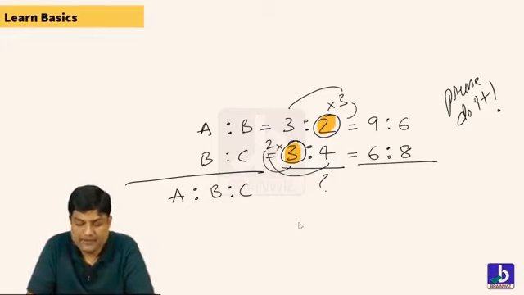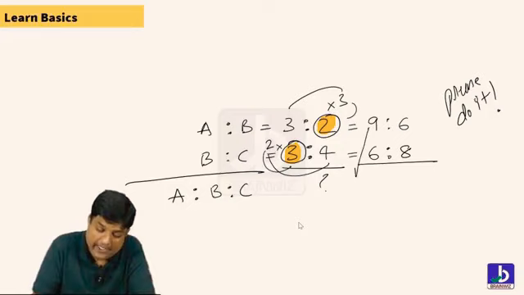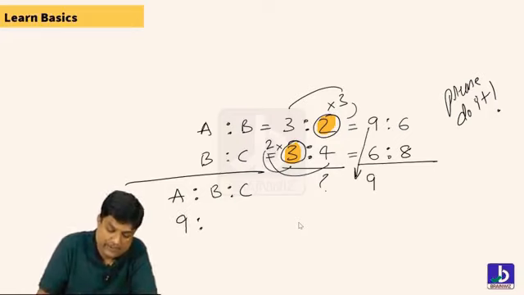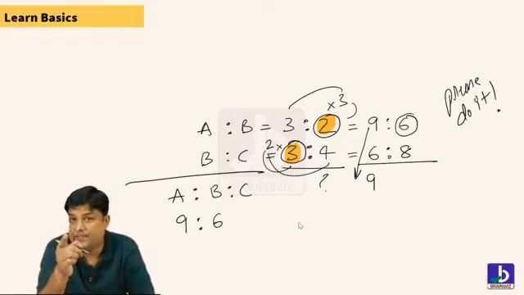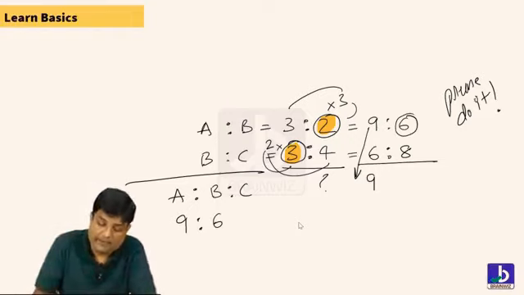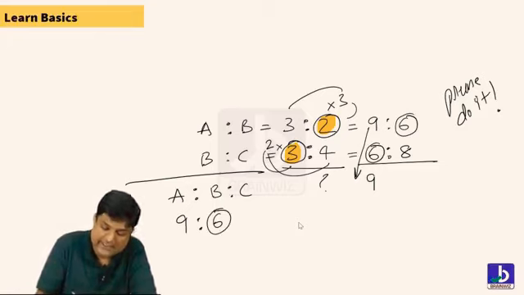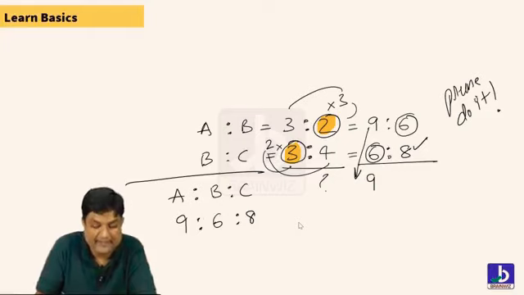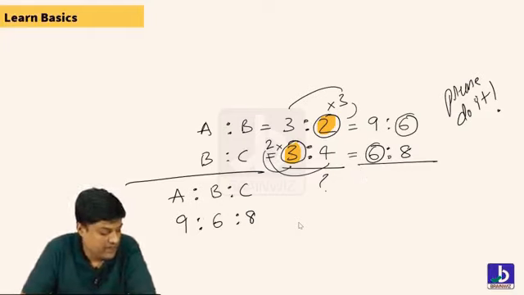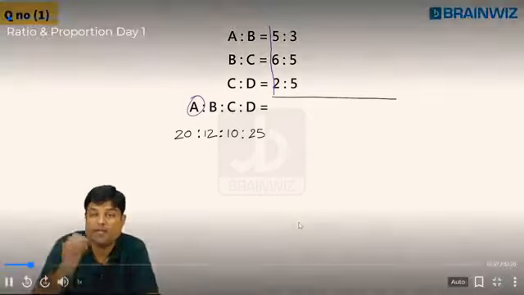Is it fine, everybody? Now you all tell me, when A is 9 pieces, B is 6 pieces at that point of time. And in turn, when B is 6 pieces, C is 8 pieces. So we can say now 9, 6, 8, because these two are the same. I hope everybody has understood this thing. Yes or no?